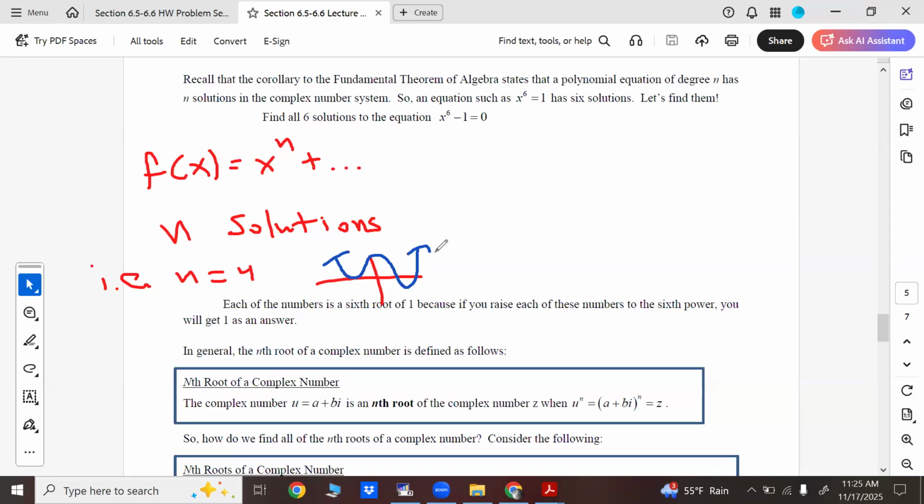So how many x intercepts do I have here? But this one bounces. So would it repeat? Yeah, that's multiplicity 2, and these each have multiplicity 1. So that's what the fundamental theorem of algebra is telling us, right?